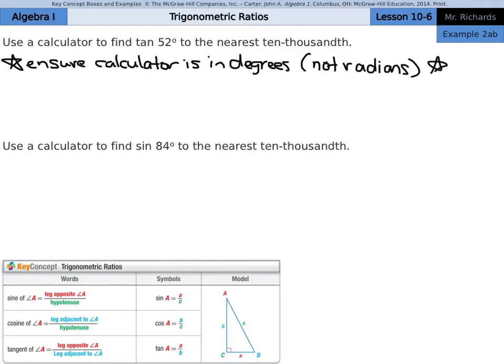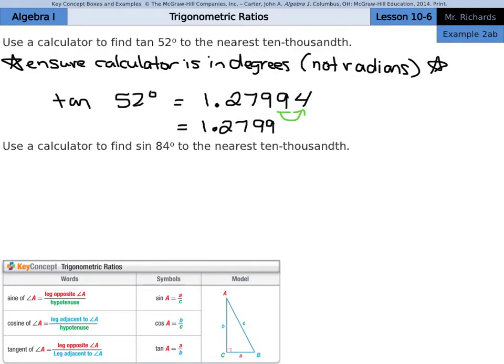Well, if you punch in tangent of 52 degrees, you'll have a decimal that comes out as 1.27994, and it keeps going. Now remember, where is your 10,000ths place? You have tens, hundreds, thousands, 10,000ths. So to round to the nearest 10,000ths, you need the 10,000ths and the 100,000ths. And so as we look at this 9 in the 10,000th spot and look over to the 4, that 4 is not going to round the 9 up. So it's 1 and 2,799 10,000ths.